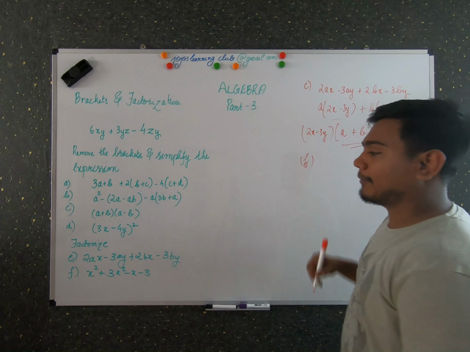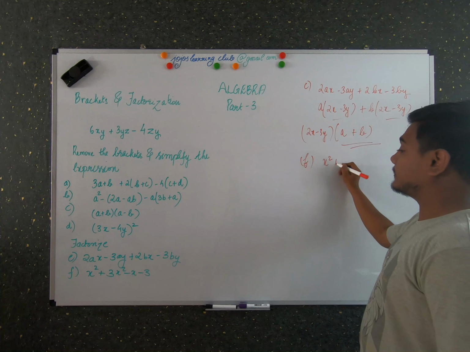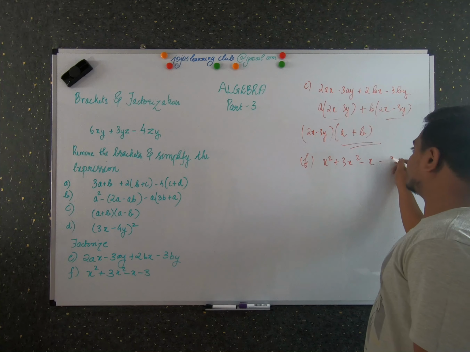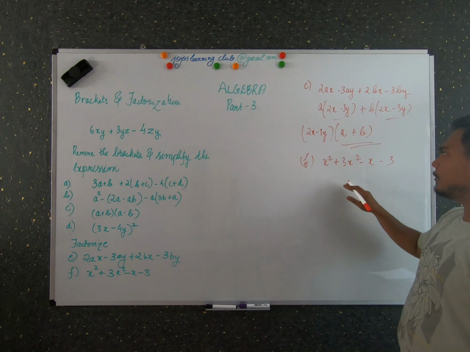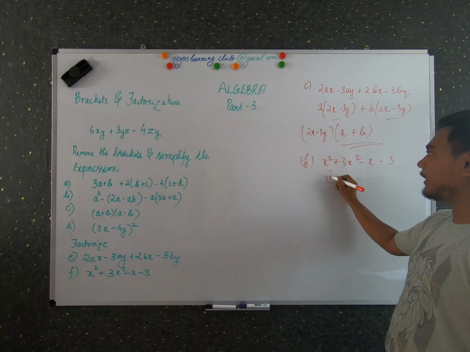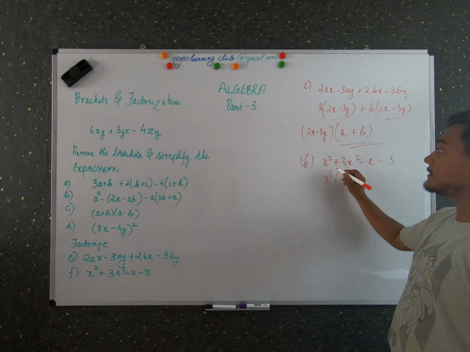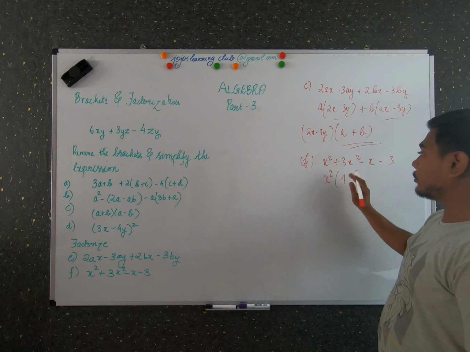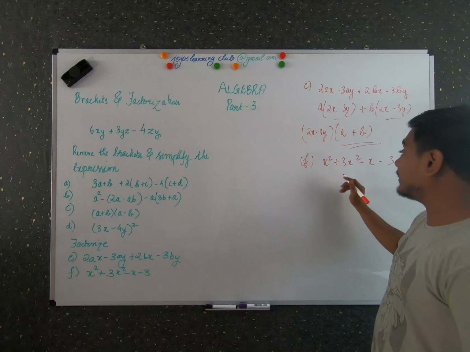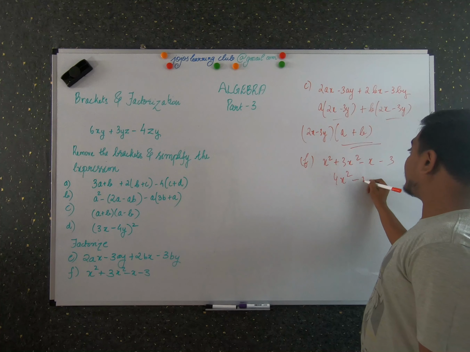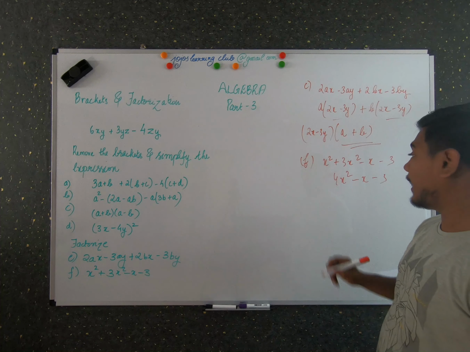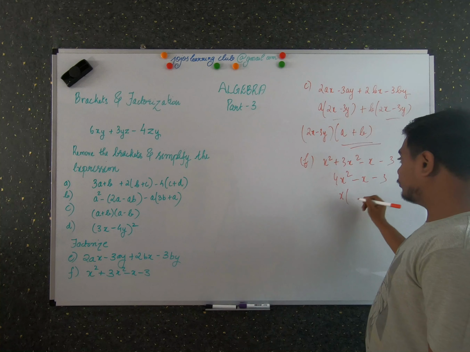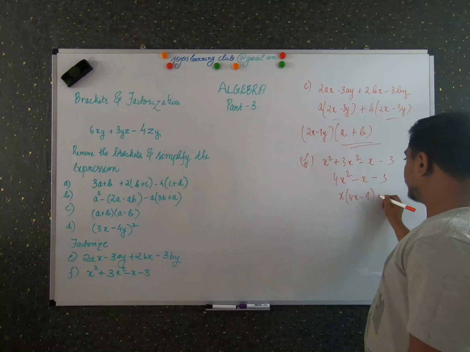And now let's do problem number F. x cube plus 3x square minus x minus 3. When you analyze this problem, you can see that x square is common here, right? So what is left here? 1. And what is left over here? Sorry, x square plus 3x square, you can directly write as 4x square minus x minus 3. And 4x square, you can write as x into 4x minus 1, minus 3.